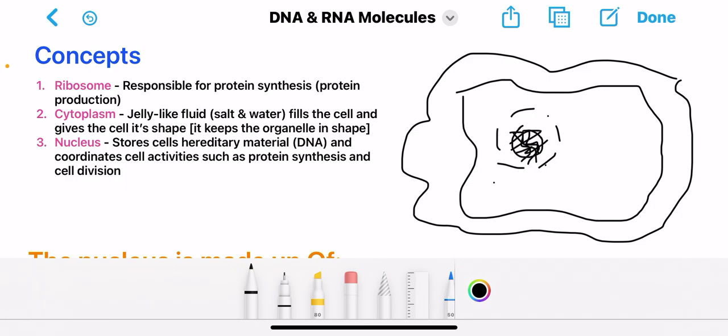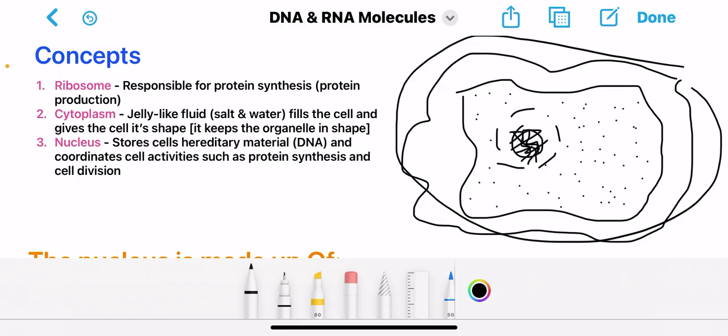So, outside here, we have these dots. We have this liquid called the cytoplasm, where I've put in these dots. We have a liquid called cytoplasm, and its main function is to keep the organelle in shape. Which organelle? The cell body, along with what? With what? The nucleus, the ribosome, and what? The mitochondria.